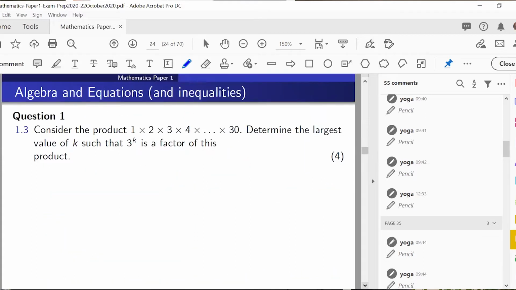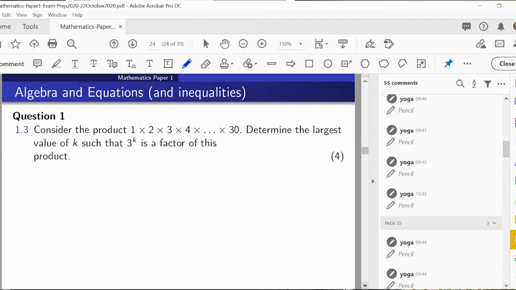This is the question that I said, let's leave it because we cannot immediately see what exactly we must do about it. So it's time for us to do it now. Here we're considering the product of the numbers 1 times 2 times 3 times 4 up to 30, and we are required to determine the largest value of k such that 3 to the power k is a factor of this. Now, I would like us to do the analysis.